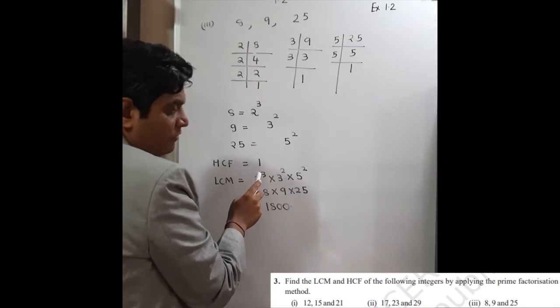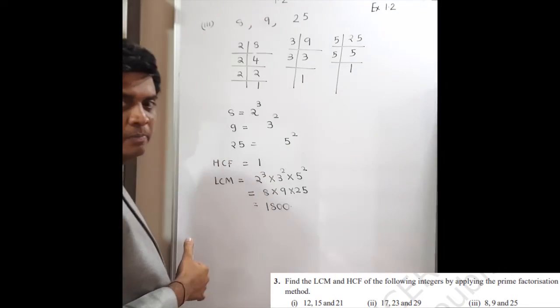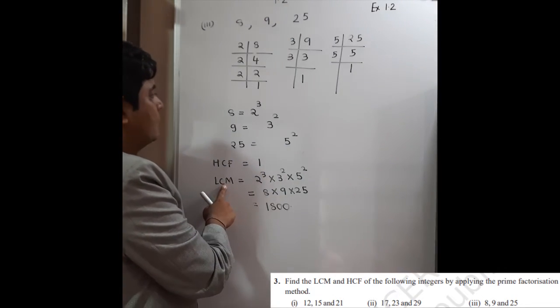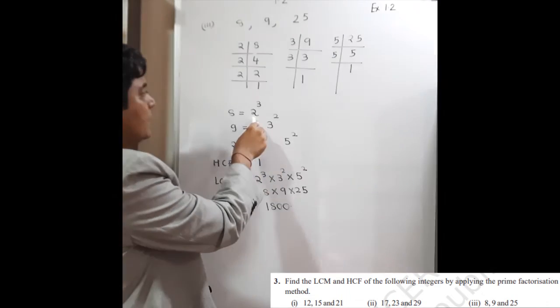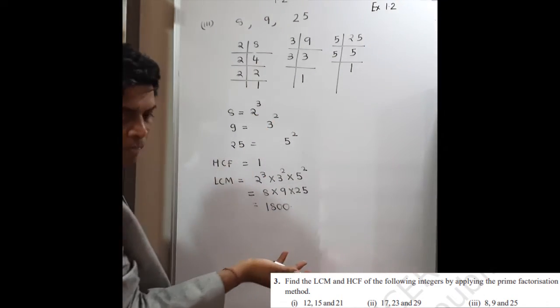So what is the HCF? HCF is the common factor. There is nothing common amongst them. So HCF will be 1. What about LCM? LCM will be common factors multiplied by highest power of the common factors and the uncommon factors.